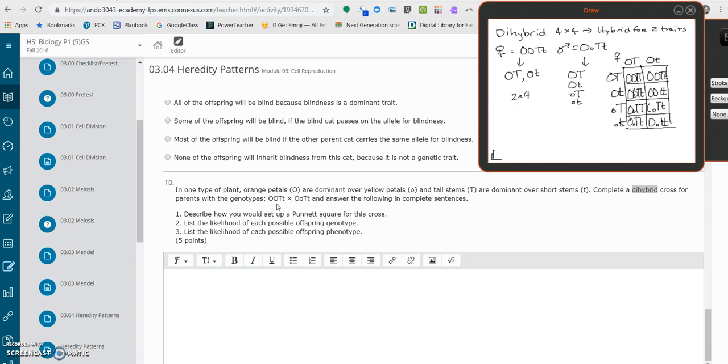I'm going to list those. If you draw your Punnett square, I will be able to see where it says on number 2, list the likelihood of each possible offspring genotype. I'm going to see that you've got all the genotypes. Now it's your job to tell me what percent.